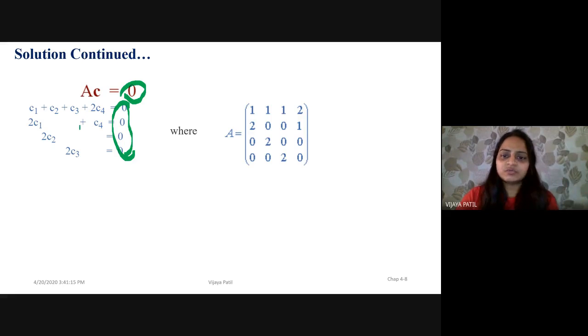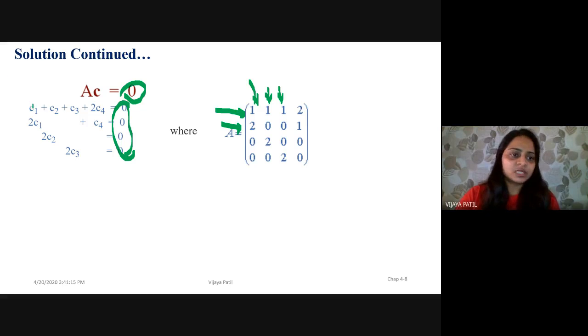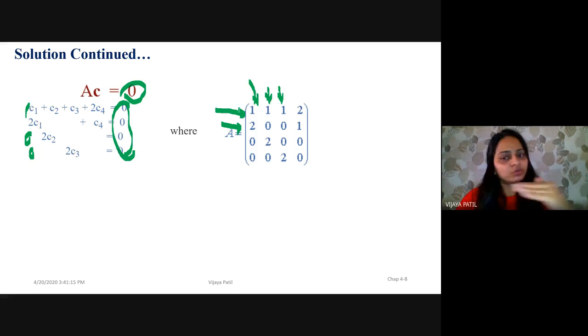We have just written a coefficient matrix here, where the rows are nothing but the equations and the columns are nothing but the variables. Columns are for the variables here. If you observe, for C1 it is 1, 2 and 0, 0. So the columns are always for the variables and the rows are always for the equations.